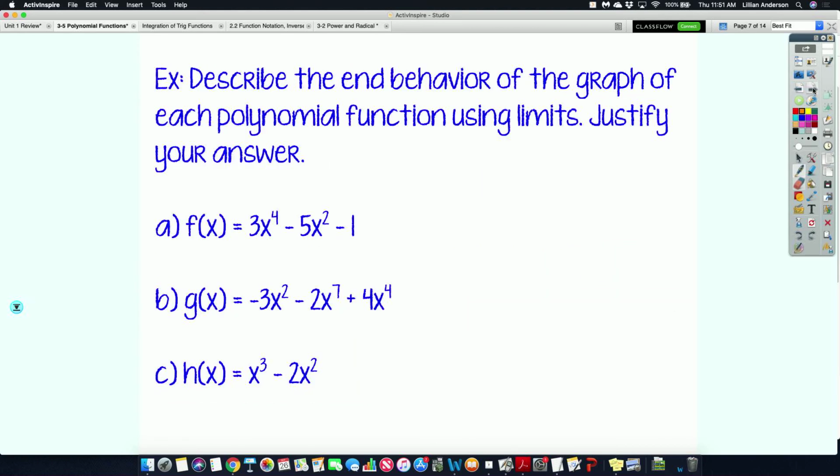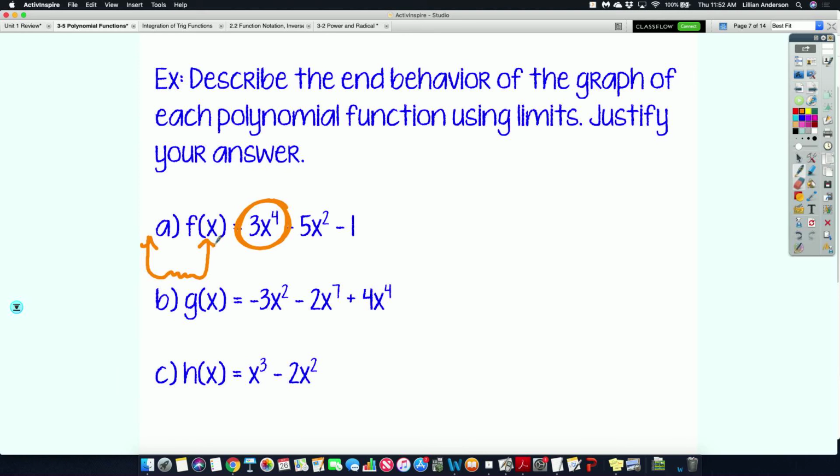So, let's describe the end behavior of each of the polynomial functions using limits. Okay? And we're going to justify our answer. So basically, we're going to figure out which one of the 4 graphs it is. Okay? What is the largest degree in A? 4. So you identify where it is, and that's the term that you're looking at to determine, okay, what type of end behavior am I looking at? Is n even or odd? Even. And is a sub n positive or negative? Positive. Positive, which means that this graph is going to be up on both ends.